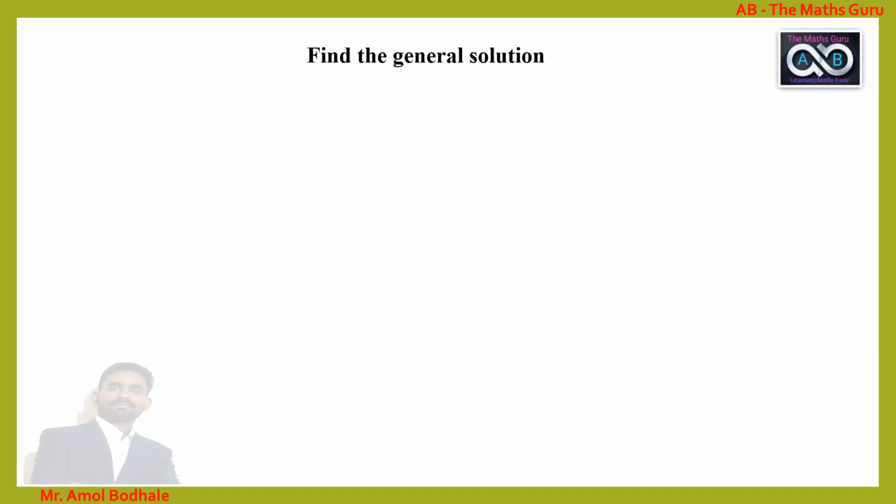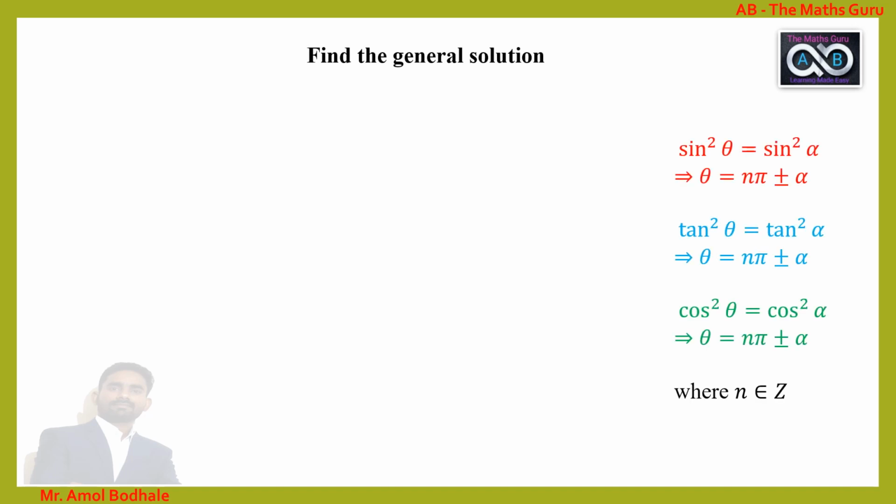Let's see some more examples. Now if the examples are of the type sin square theta equal to sin square alpha, tan square theta equal to tan square alpha, or cos square theta equal to cos square alpha, for all these types we know that the solution is theta equal to n pi plus or minus alpha, where n belongs to z. Let's see the example.